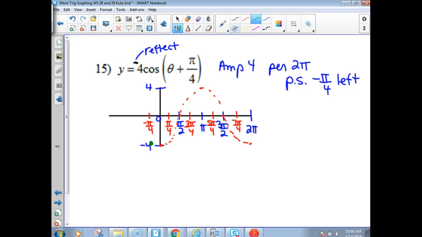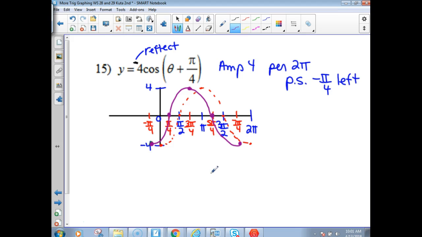I don't like that color. It's not showing up very good. All right. This one moves left to here. This one moves left there. This one moves left to here. And this one moves left to here. Sketch the graph. Did I do that right? Why does that look weird to me? I did it.